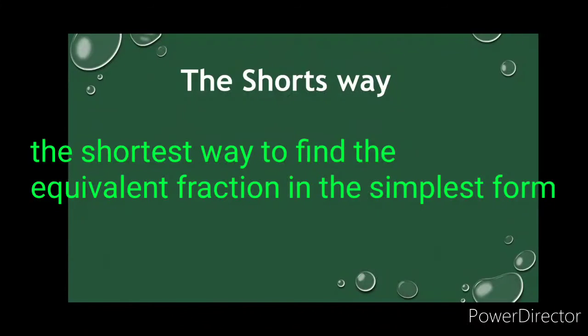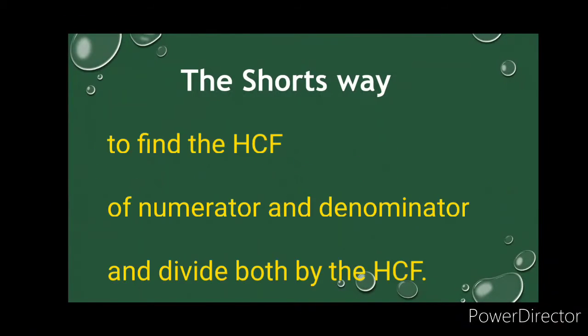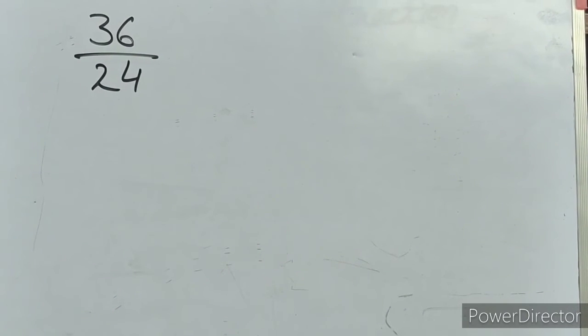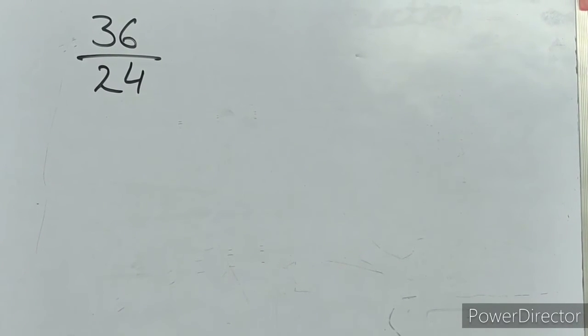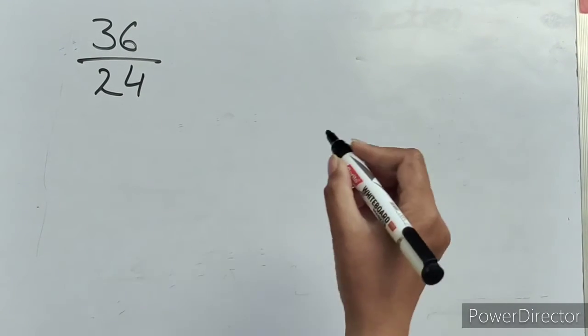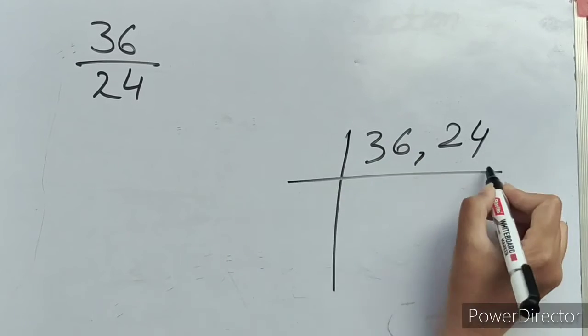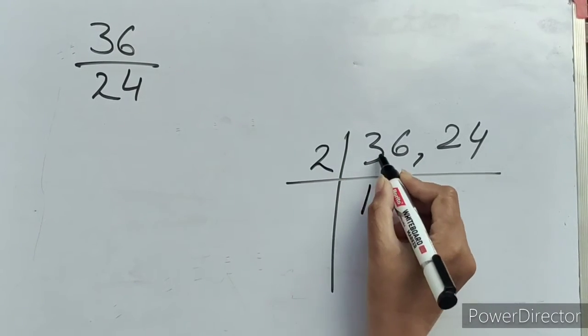The shortest way to find the equivalent fraction in the simplest form: we simply find the HCF and divide both numerator and denominator by the HCF. Let's take an example, 36 upon 24. We find the HCF of 36 and 24 using prime factorization. Both numbers are divisible by 2.